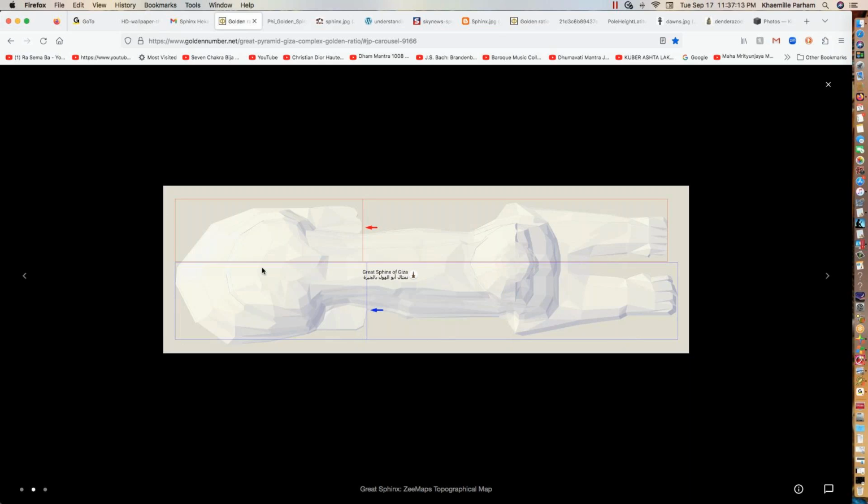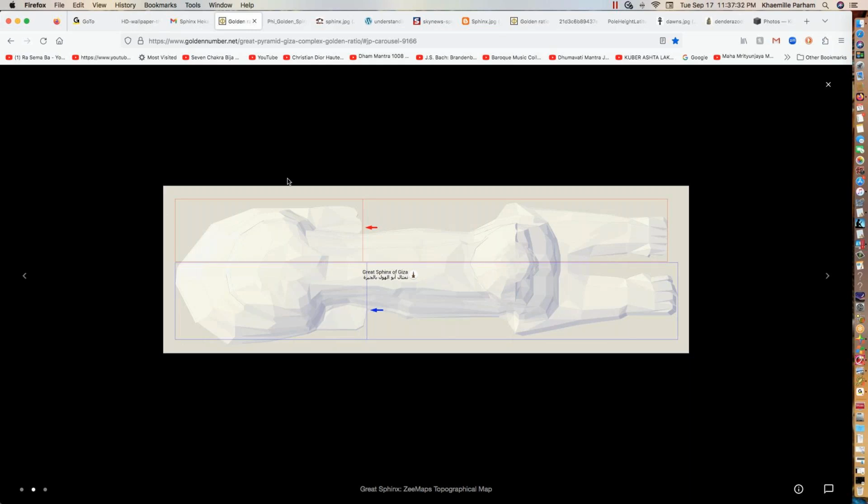Okay, so we have segment A, which is 53.48 royal cubits, segment B, which is 86.52 royal cubits, and segment C, the sum of A and B, is 140 royal cubits. Some quick math, I'm going to go fast again.